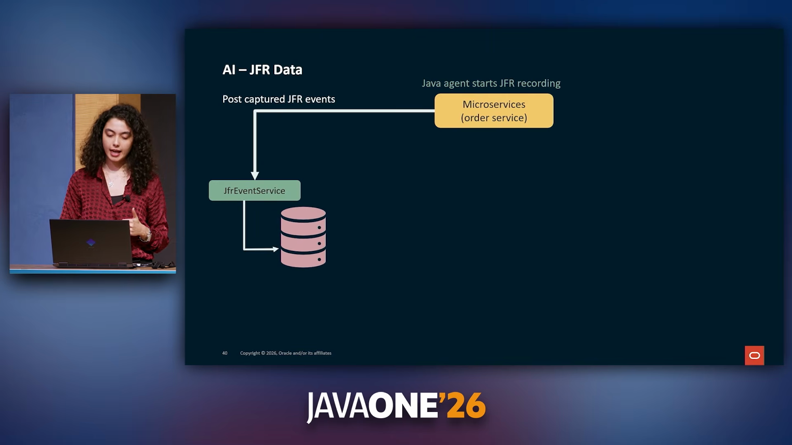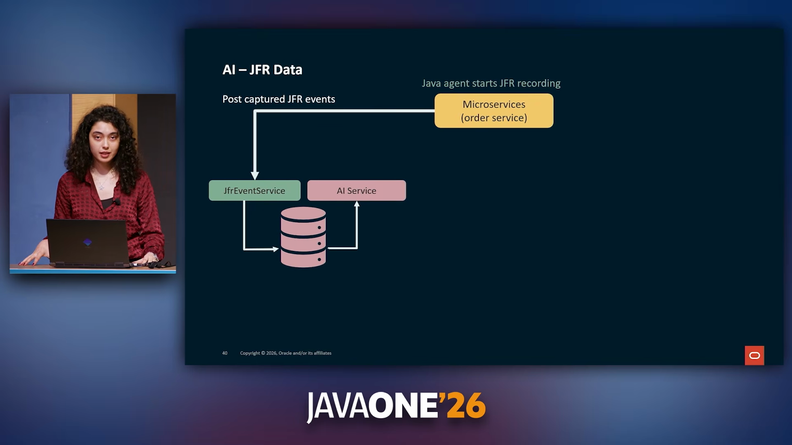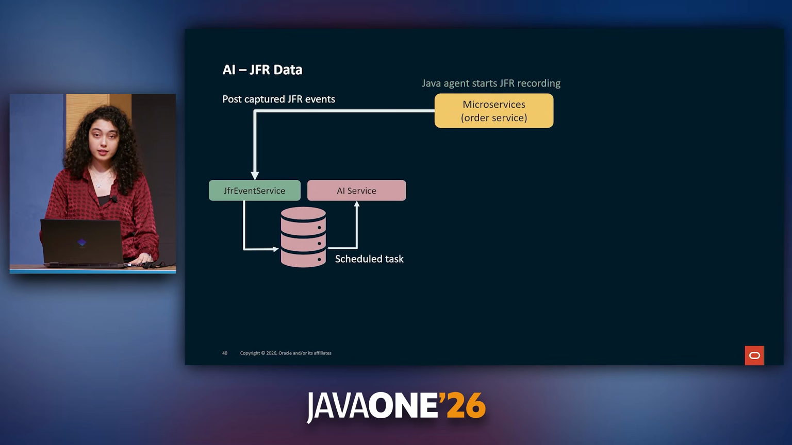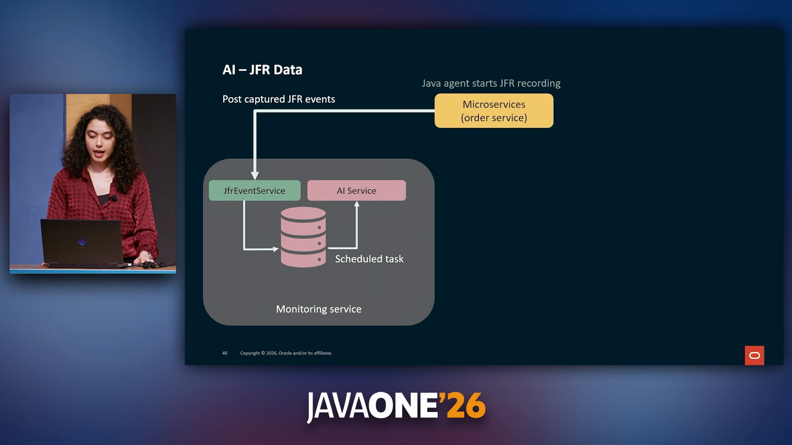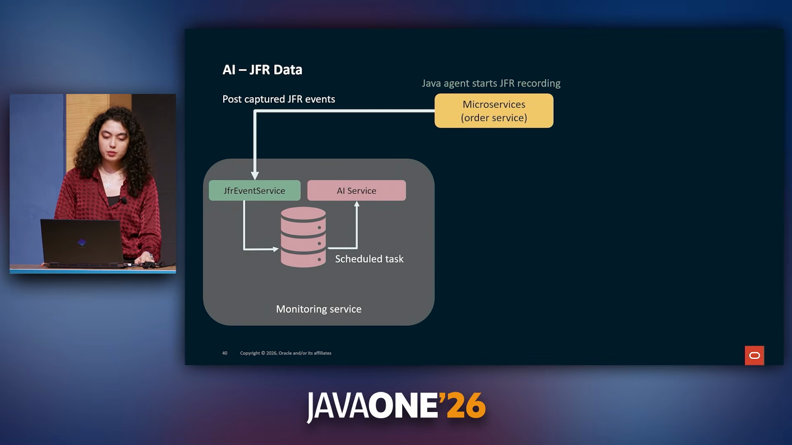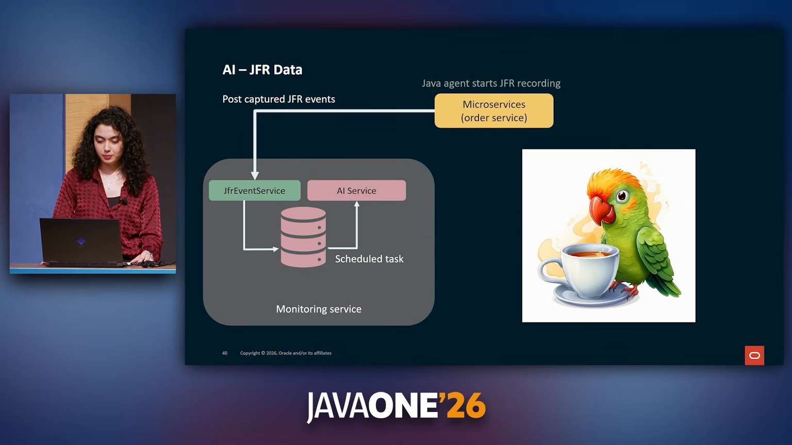And then it basically saves them into a database. And we have the AI service that reads the most recent JFR events from the database. This is triggered regularly, so this is a scheduled task. And this is how our AI service receives the JFR events. To implement our AI service, we will be using one of the popular choices, LangChain4j.